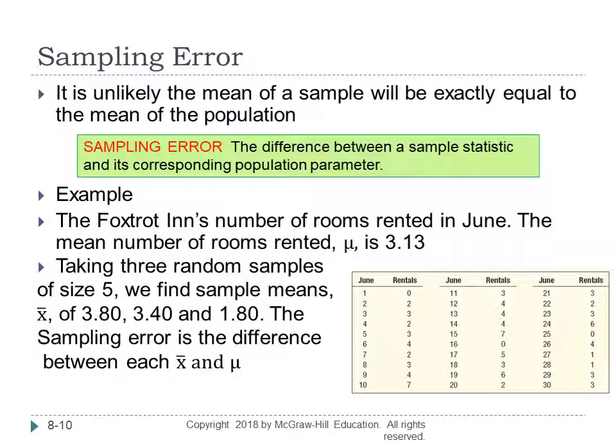If you want to measure the error in each case, just subtract it from the mean for the population, which in this case we know to be 3.13. Of course the error could be positive or negative, but it's just the difference between the mean for the sample and the mean for the population.